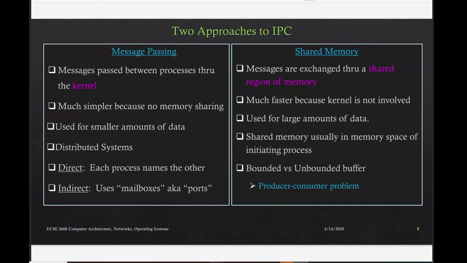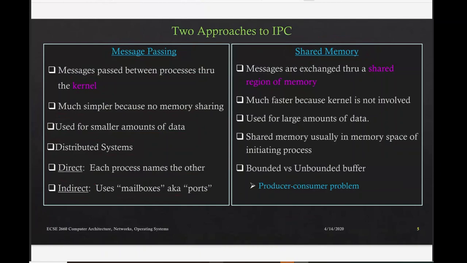And in the message passing approach, there are two types. There could be a direct message passing approach, or it could be an indirect message passing. We'll talk more about direct versus indirect, but essentially in direct, each process is going to name the other explicitly. And in indirect, we are going to use mailboxes or ports to facilitate that communication.